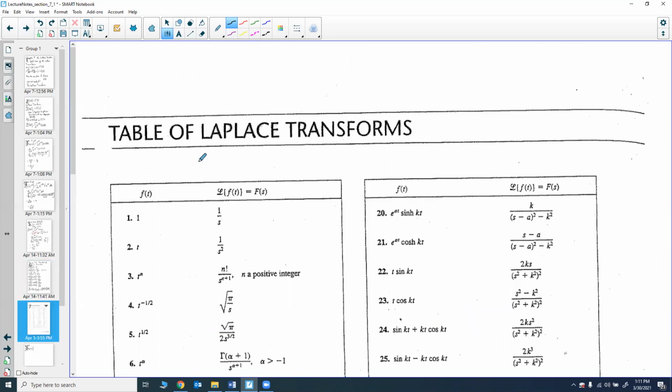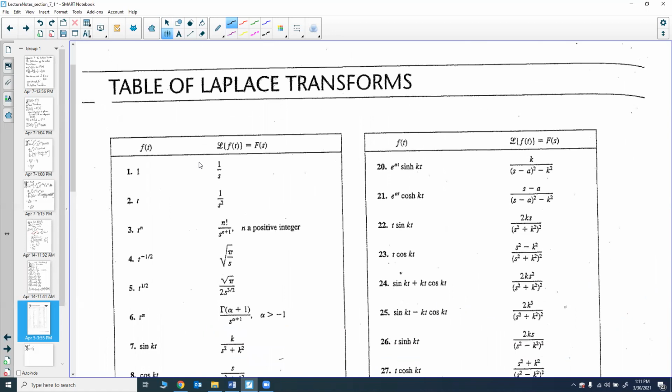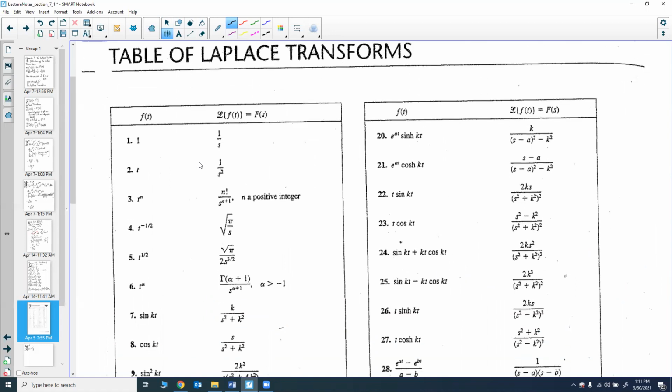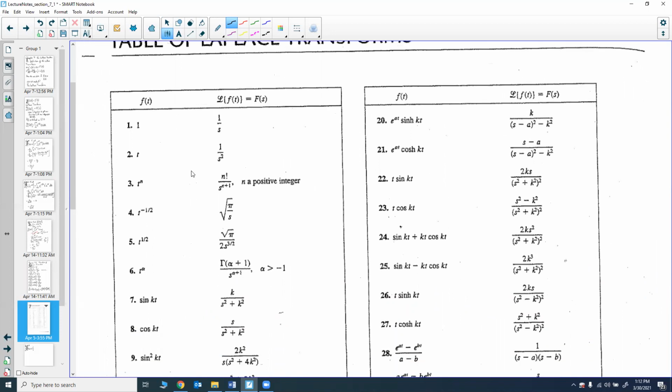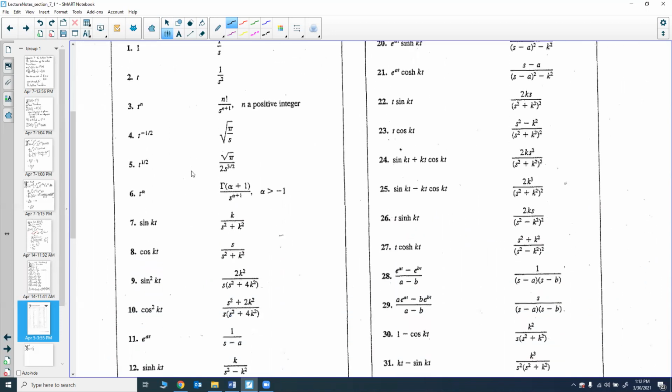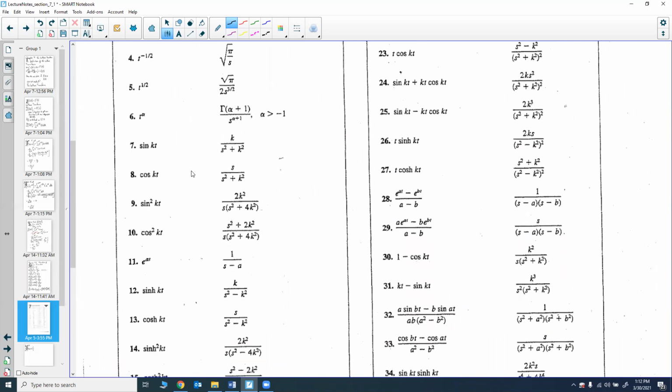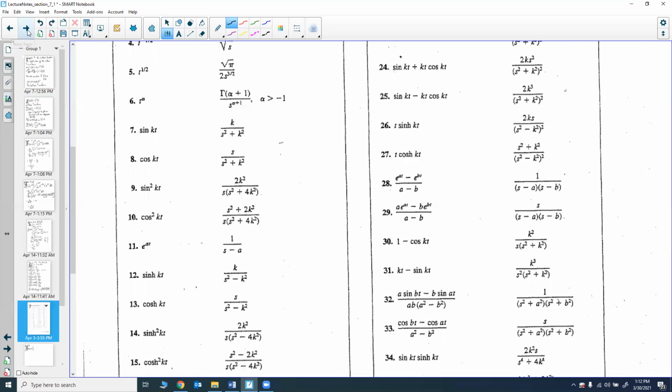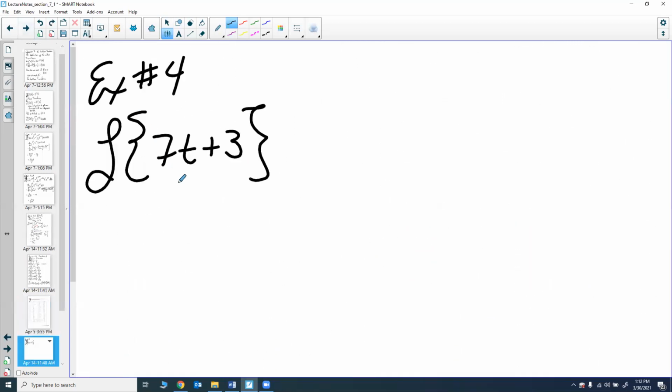There's a table that's in your book. There's tables on the internet. There's tables for Laplace transforms all over the place because it's kind of like a table of integrals. These will never change. They're always going to be these answers. So you can use this table to do these Laplace transforms. So let's go ahead and do one.